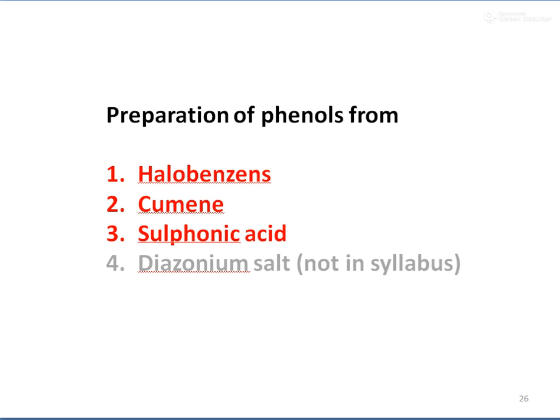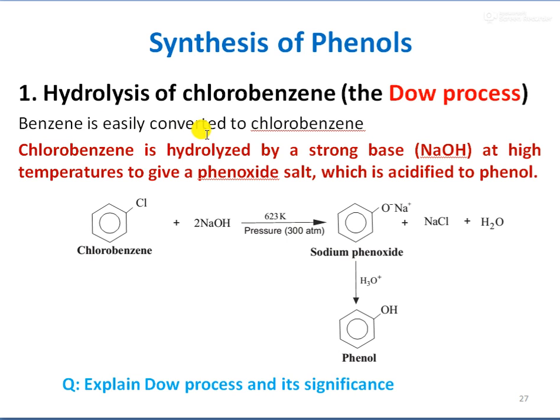Then the preparation of phenols. We have discussed the preparation of phenols from halobenzenes, cumene, sulfonic acid, and diazonium salts. In the synthesis of phenols from chlorobenzene, there is an important process called the Dow process. Here chlorobenzene is hydrolyzed in the presence of a strong base at high temperature and a pressure of 300 atmospheres to give a phenoxide salt, and this is acidified to phenol. This is the Dow process. So you can prepare phenol from chlorobenzene.